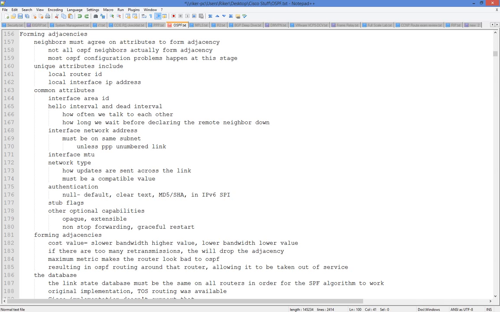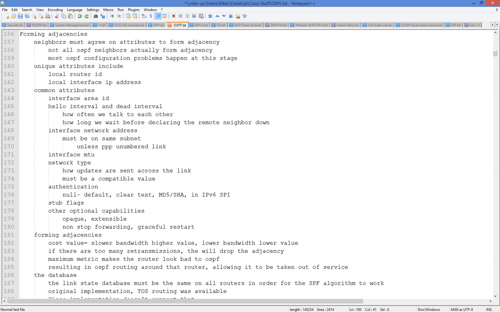A unique attribute that is included is the local router ID and local interface IP addresses. There must be an active router ID available, or I'm sorry, there should be an interface that is able to be used as the router ID locally on the router. If there is no router ID, you won't be able to turn the OSPF process on, and that requires an up-up interface. There's no way to get around that.